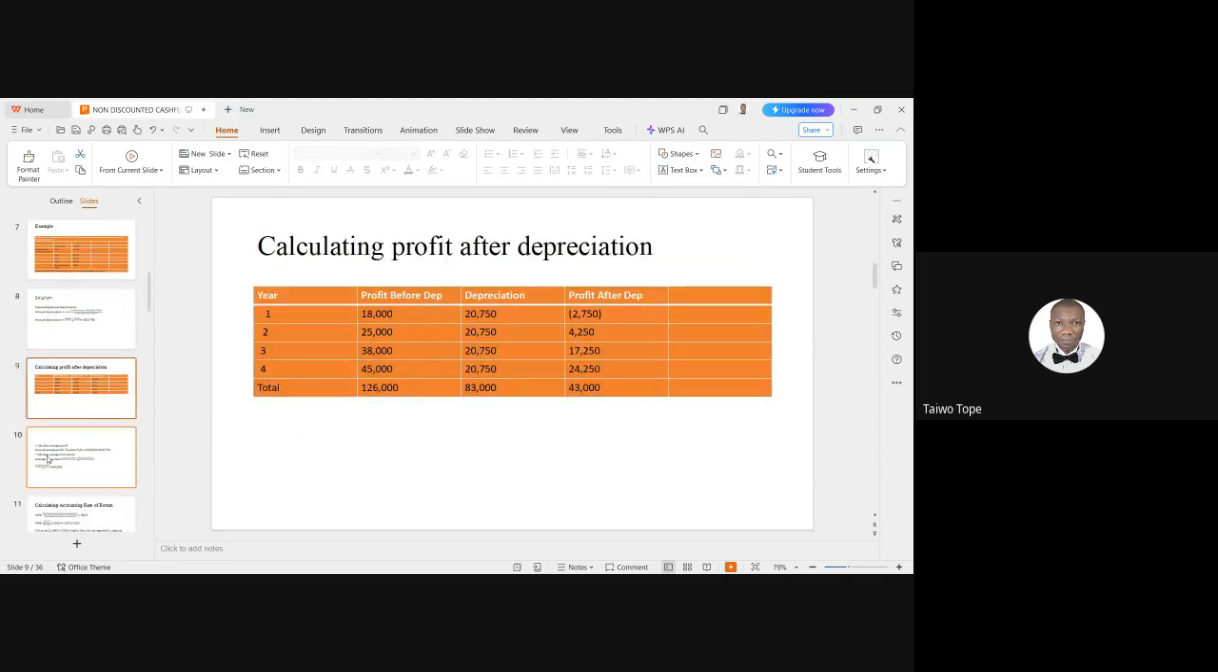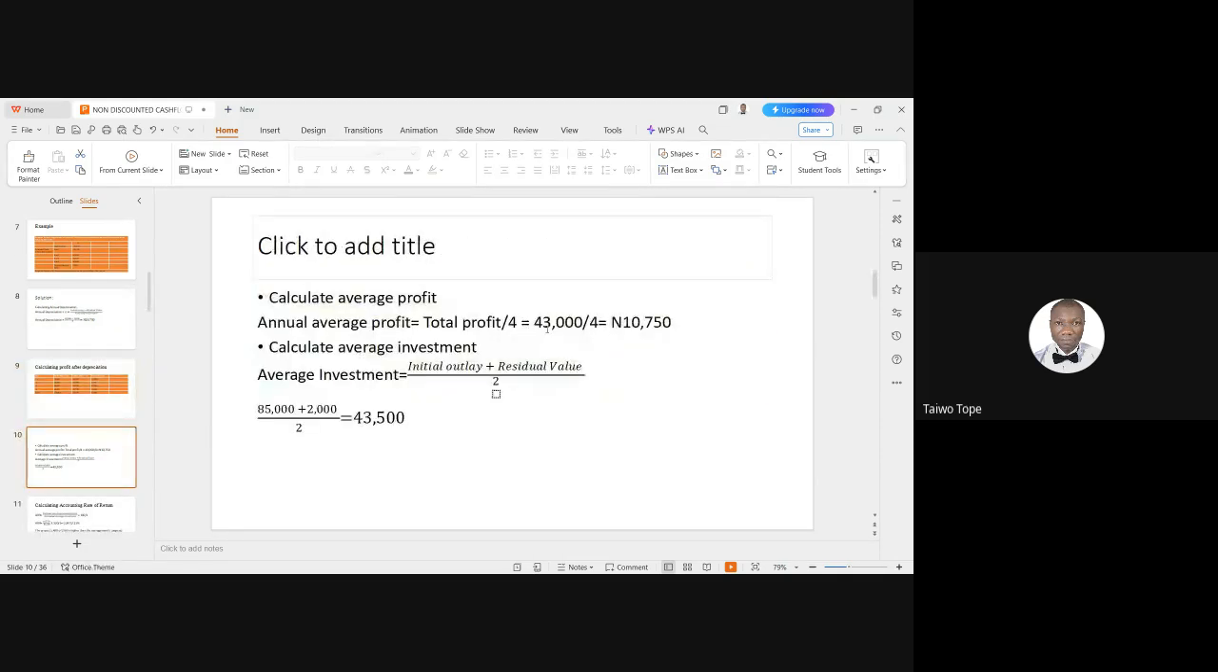The average is what? 43 divided by 4, 10,750. So you now need to calculate your average investment. Your average investment is what? Your initial outlay plus your residual value divided by 2. The initial outlay is what? 85,000. The residual value is what? 2,000. Divided by 2, you have 43,500.